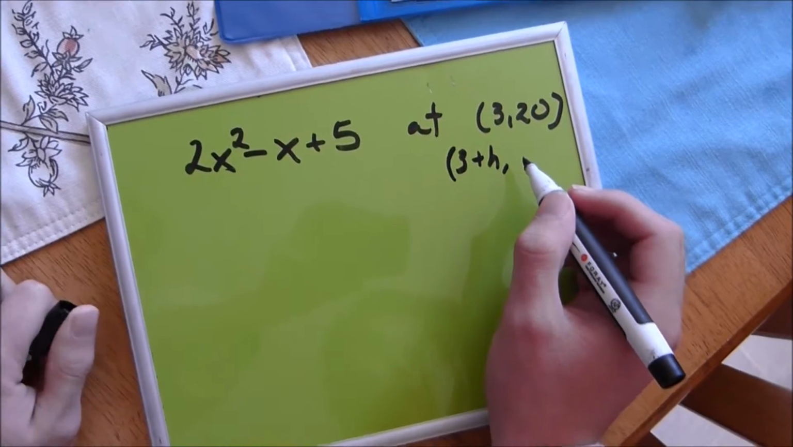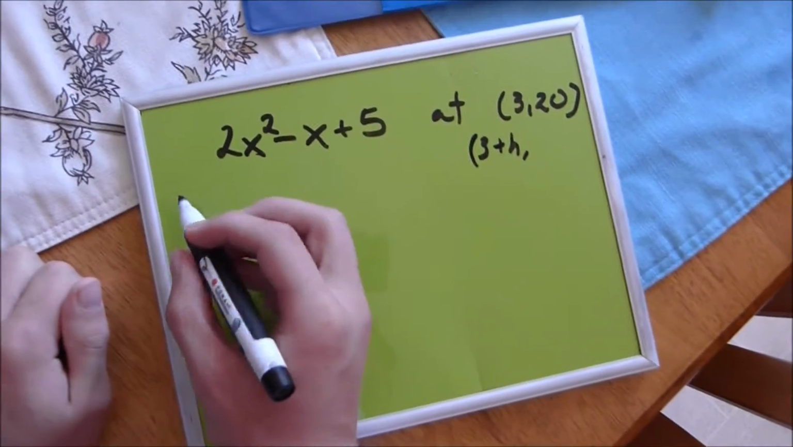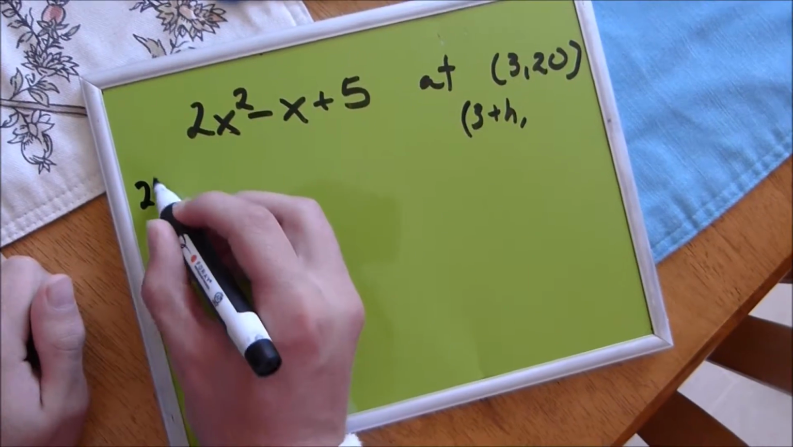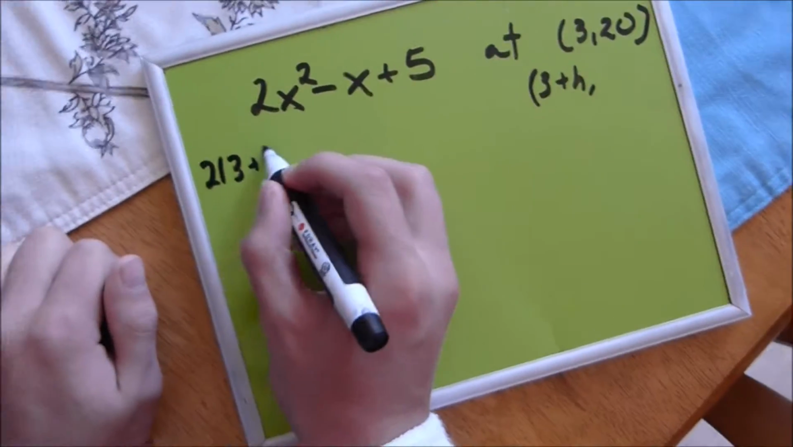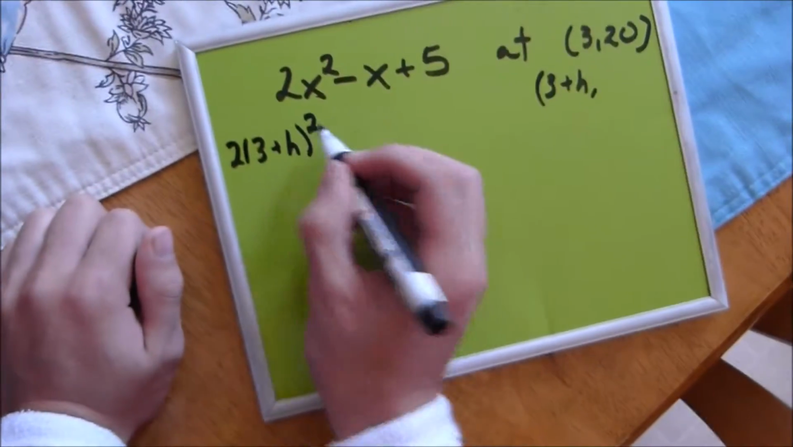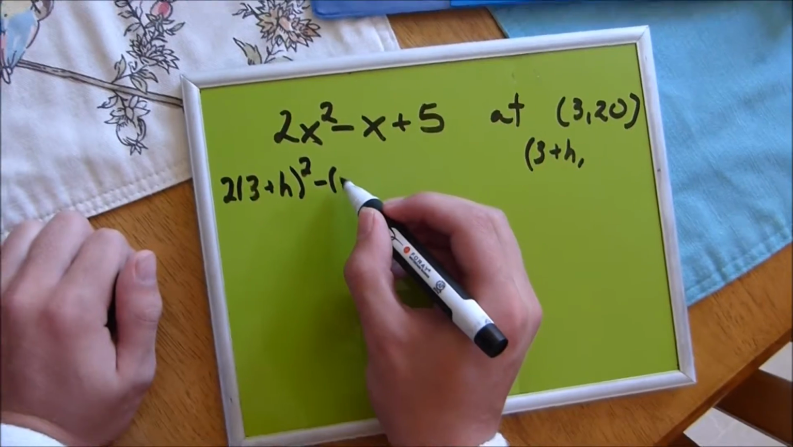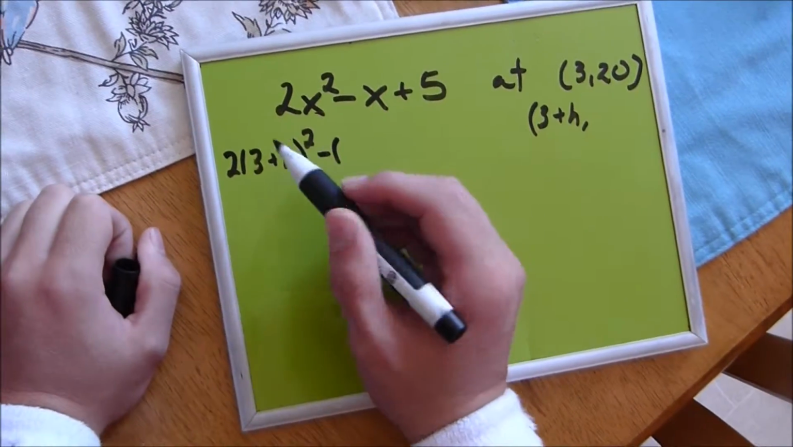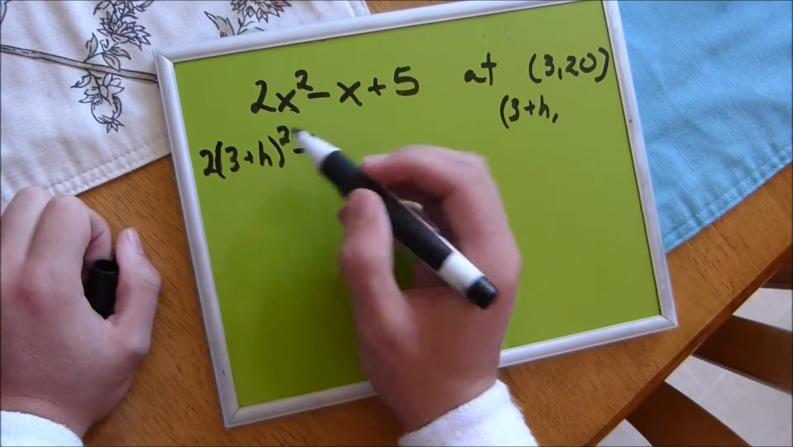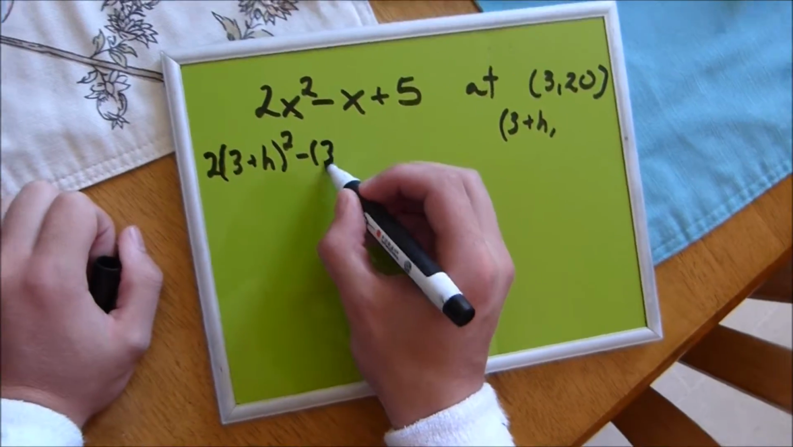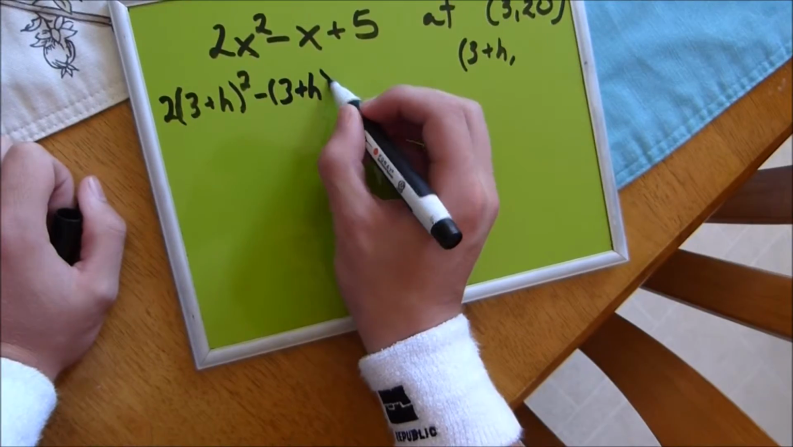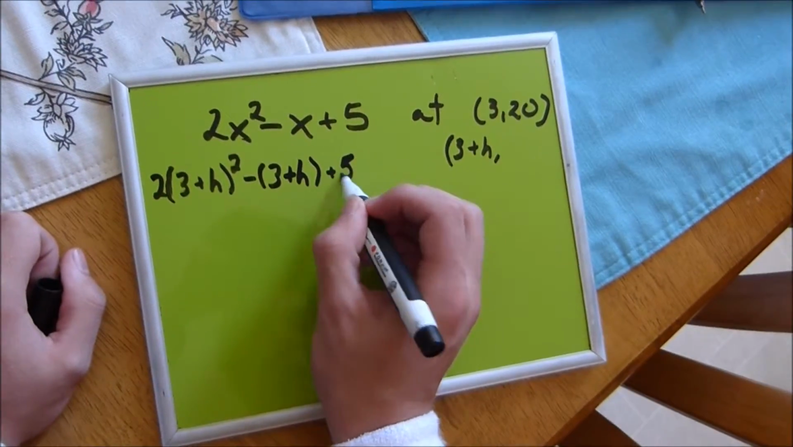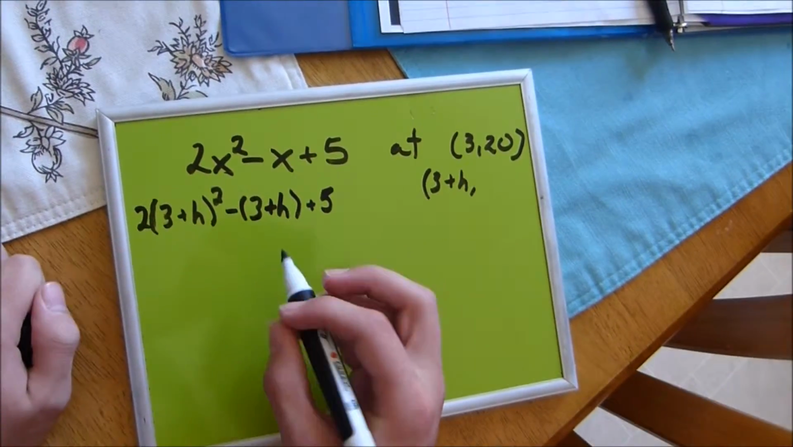And then for the y, we put 2 times 3 plus h squared, minus 3 plus h. Why do you do that though? Because you have to put 3 plus h everywhere that there's an x, to get your y. Then we have plus 5.